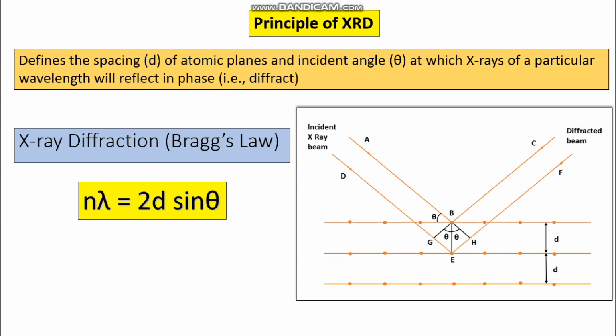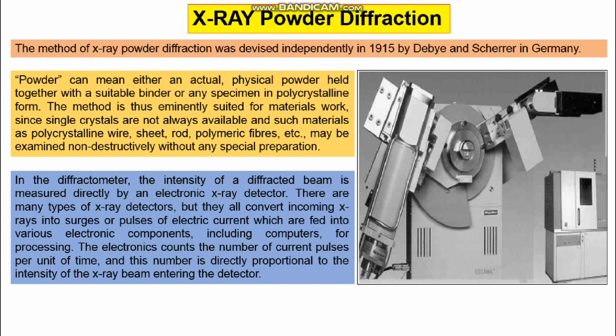It defines the spacing of atomic planes and the incident angle at which X-rays of a particular wavelength will reflect in phase. The condition is given by n lambda equals 2d sine theta. The X-ray powder diffraction method was devised in 1915 by Debye and Scherrer in Germany. After this discovery, it gained widespread popularity because many materials such as polycrystalline wires, sheets, rods, polymeric fibers, etc. may be examined non-destructively, without any special preparation of the sample.